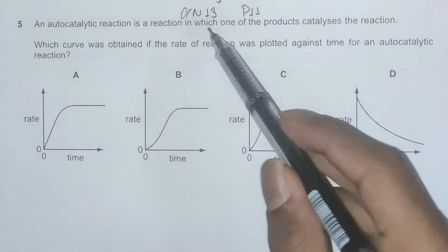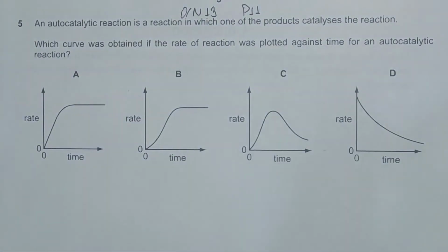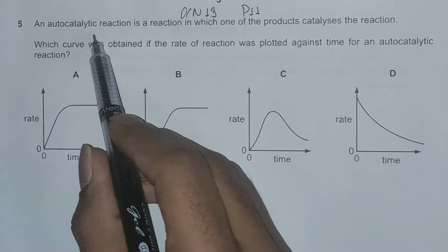Hello everyone, this is a November 13 question, paper 1-1, and the question number is 5. This question is concerned with the chapter rate of reaction. The question reads, an autocatalytic reaction.